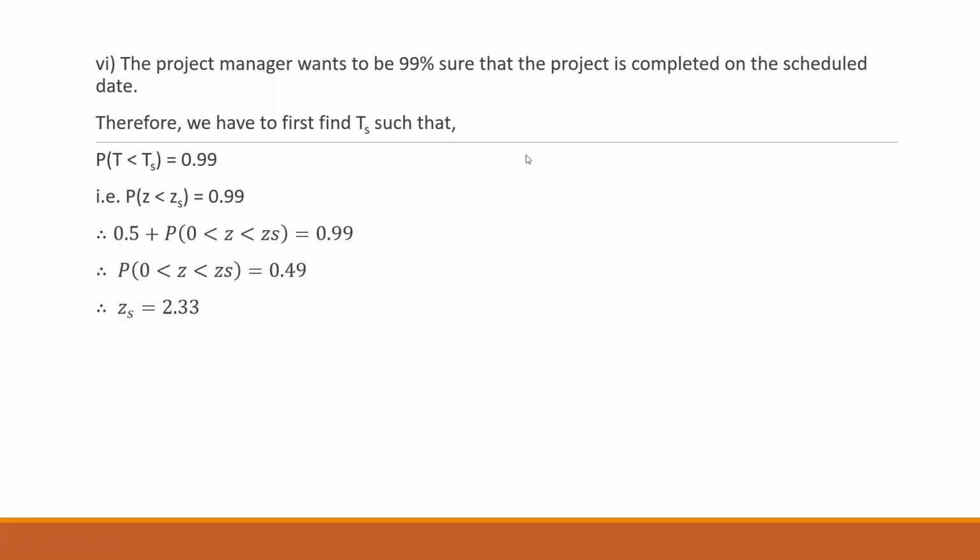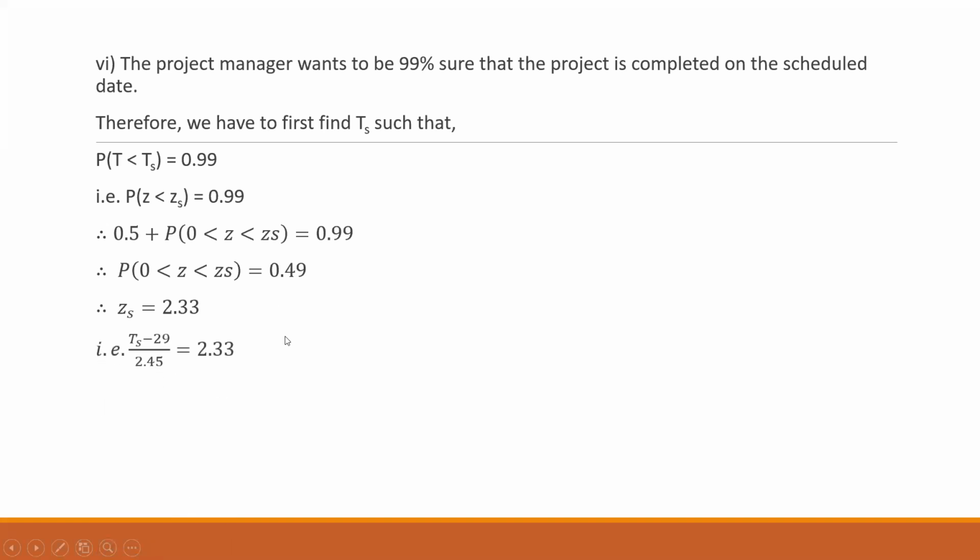So what does that mean? That means if I commence or start my project at least 34.7 weeks before, I'll be able to complete my project, and the chances are that it will be 99% that I'll be able to complete my project in 34.7 weeks. Okay, that is what it means.